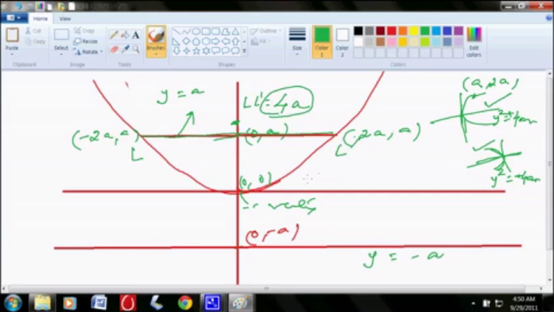So if in the question you are asked to find the length of the latus rectum, you should write L dash is 4a. Find the equation of the latus rectum, you should write y is equal to a. Find the equation of the directrix: y equals to minus a. You'll never be asked what is the length of the directrix.